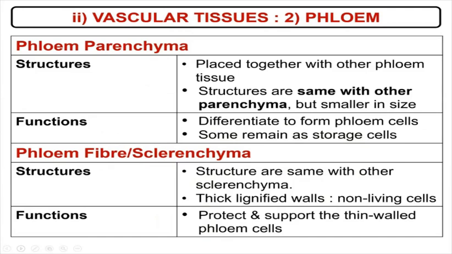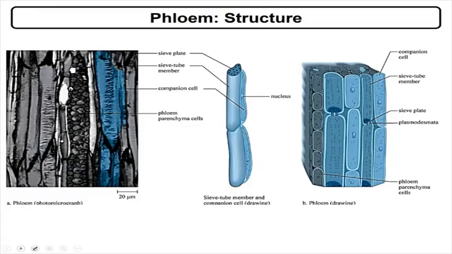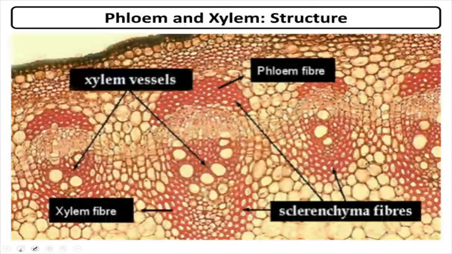Okay, this is the summary. Summary of parenchyma and sclerenchyma. Structure ni tengok companion cells and then the sieve plate. Ada soalan nak tanya sebelum saya sambung?